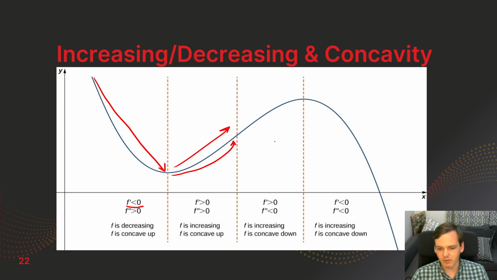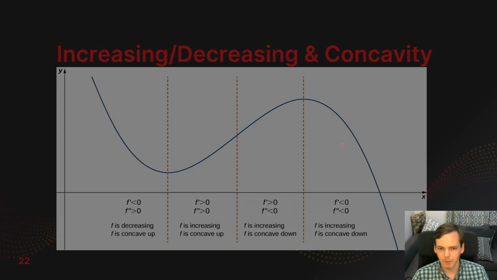Then we see the flip of that. So we have still increasing behavior, but kind of like the left side of a frowny face. So that gives us the concave down. And then far to the right, we've got concave down and decreasing, because we have that frowny face behavior and it's pointing downwards.